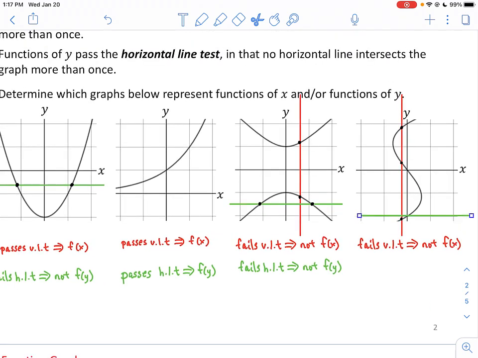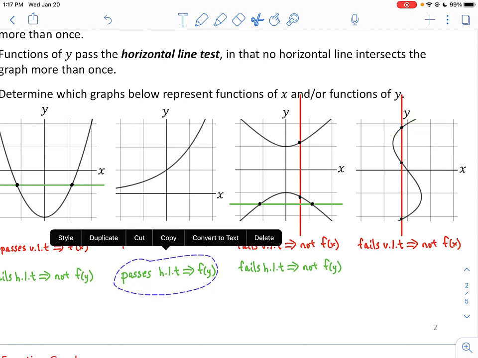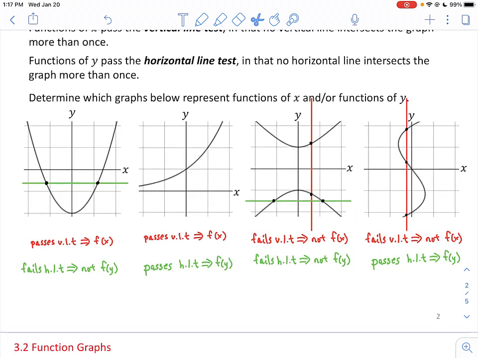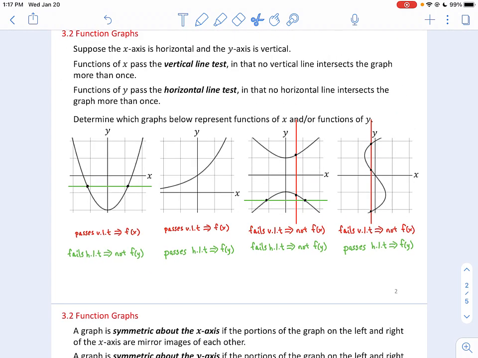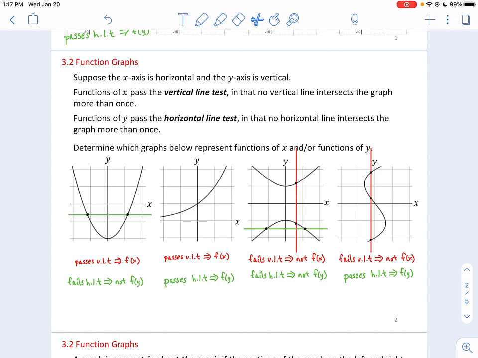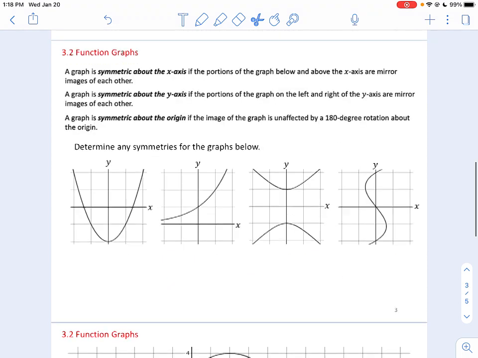And then finally, horizontal line scan of this one. Looks like there's never going to be a horizontal line that intersects the graph more than once. So we do have a function of y for this last one. So these vertical and horizontal line tests are very useful in helping determine whether a relation that's plotted with x being horizontal and y being vertical, whether or not we have a function of x or a function of y.